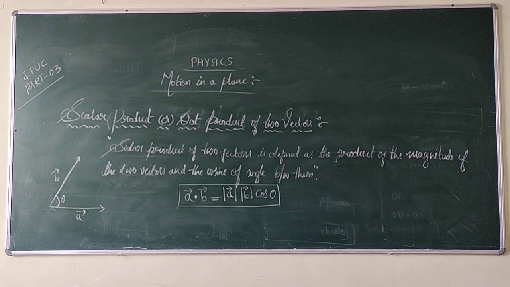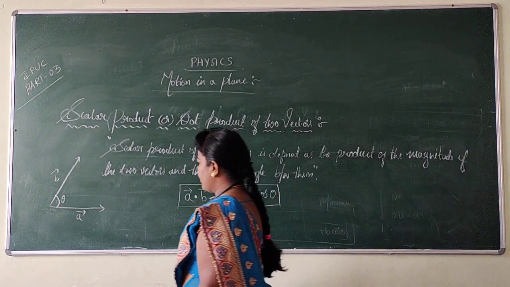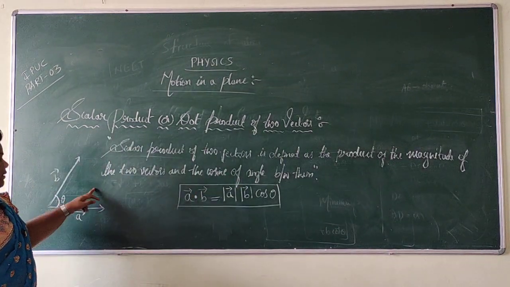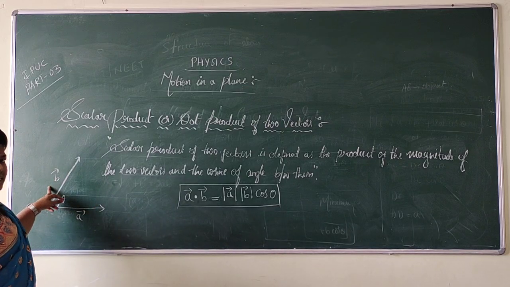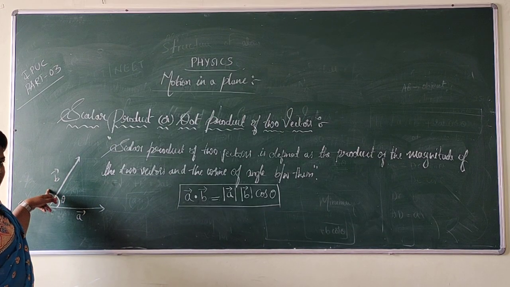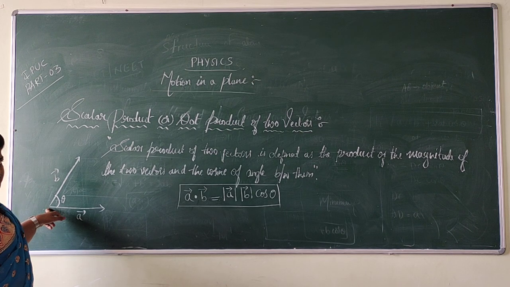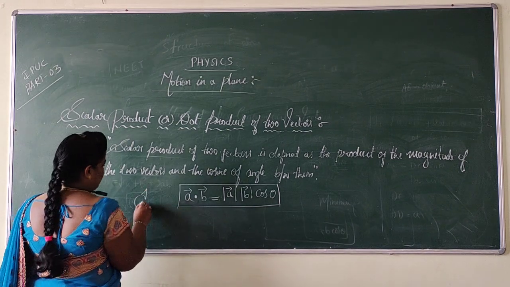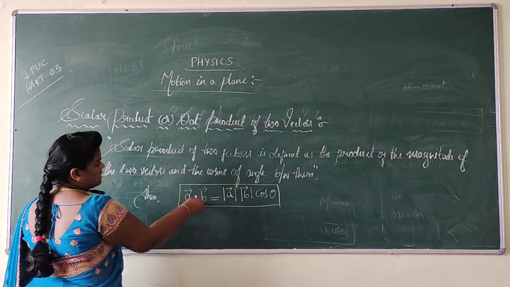Then how to explain this in detail? My dear students, after the definition, write one line: if the two vectors, vector A and vector B, act at the same point with an angle theta between them. Write this statement, and then write this line.